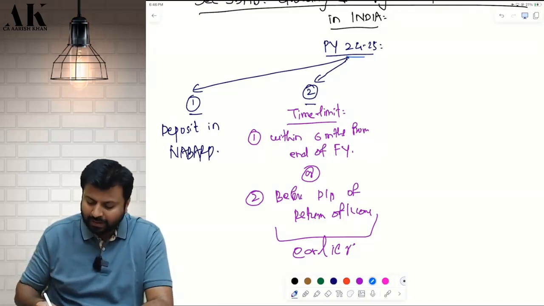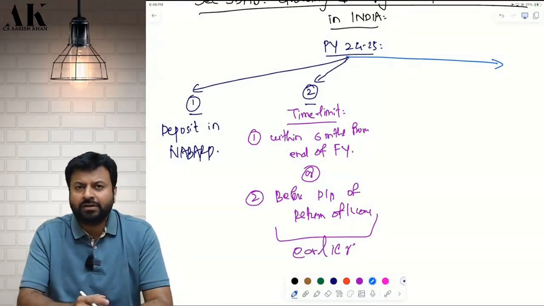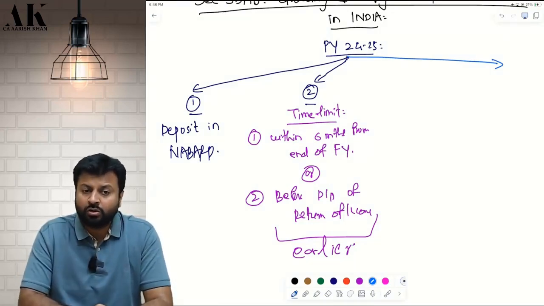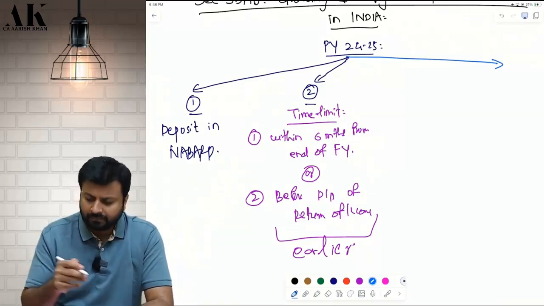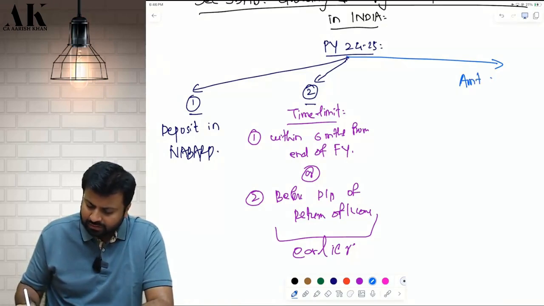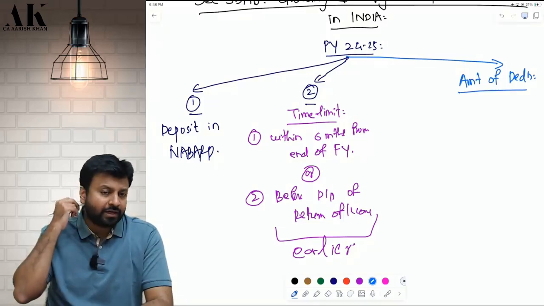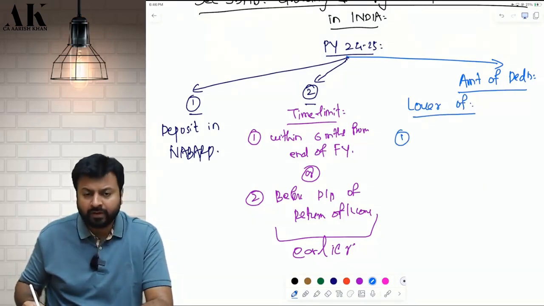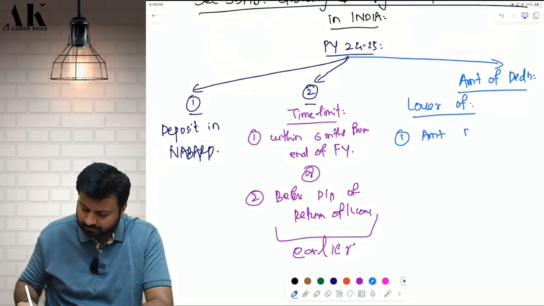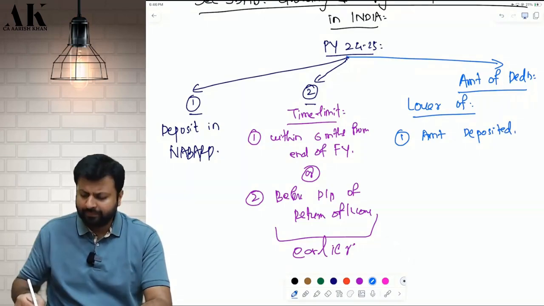Sir, how much amount will be allowed as deduction? If I deposit 1 crore, will I get 1 crore as deduction? No, no, no. There is a cap. There is a maximum limit. So what is the amount of deduction, sir? The amount of deduction is as follows. It is the lower of two amounts. First, the amount deposited. Whatever amount you have deposited.